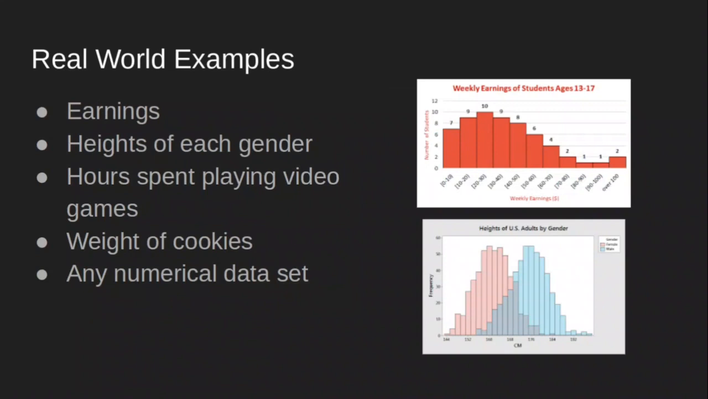Some real world examples that I found for you guys are, we could talk about earnings. The red histogram at the very top is weekly earnings for students aged 13 to 17, and it has it in dollars below at the bottom. Below that chart, there's one about heights of adults by gender. You can see pink is women and blue is men, and you can see those different trends, and their overlap is kind of a purpley blue color. And we can make some conclusions about what we know about the heights of each of the genders.